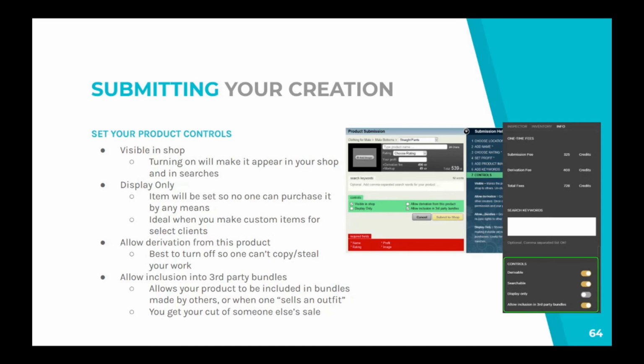Allowed derivation from this product, it's pretty self-explanatory. You're asking if you want to allow people to take your product and derive it into new products. To some that might sound tempting, but I'll be brutally honest, I always leave it turned off. I mainly feel like I'm not really creating a new derivable. I'm just creating something from an original. Like, why would I want someone taking from my stuff when I'd rather they go and take from the original?